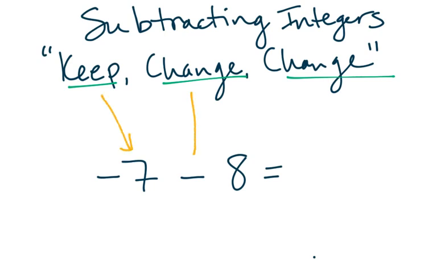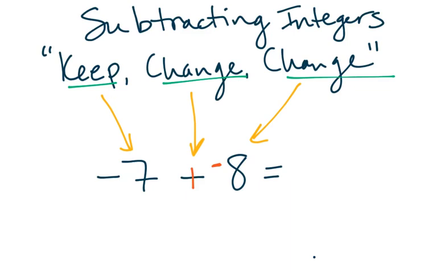Keep, change, change. So what I'm going to do is I'm going to keep this one just how it is. I'm not going to do anything. I'm going to keep it exactly the same. I'm going to change this one. This is a minus, so I'm going to change it to a plus. And then I'm going to change this one. This is a positive, so I'm going to change it to a negative.